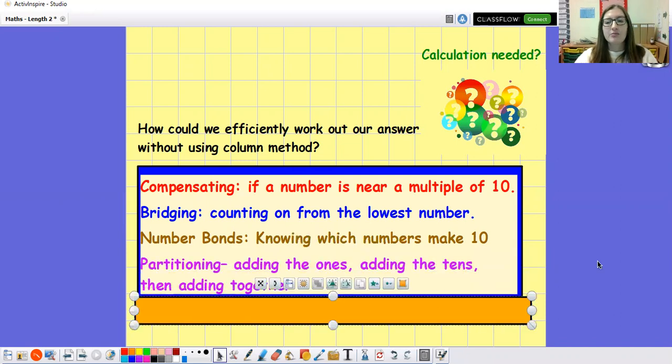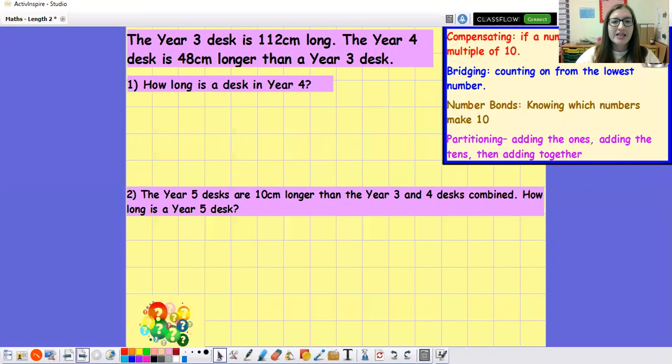Or we might decide to do partitioning, where we add the 1s, then the 10s, then we add both of those answers together. So there's some different ways we can use without the column method. So let's see if we can maybe use some of them as we go through. So let's have a look at this question then. The year 3 desk is 112 centimeters long. The year 4 desk is 48 centimeters longer than the year 3 desk. How long is a desk in year 4?